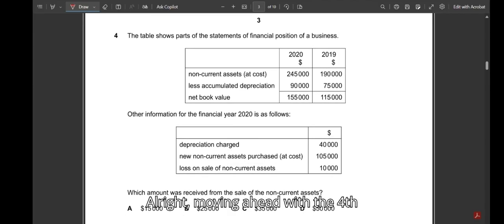All right. Moving ahead with the fourth question. The table shows part of the statements of financial position of a business. These are the information given: cost value, accumulated depreciation, net book value, and so on. So let's understand the question. Which amount was received from the sale of the non-current asset? Basically, they want you to calculate the sale price for the non-current asset which you have sold. Very interesting question. Let's go ahead.